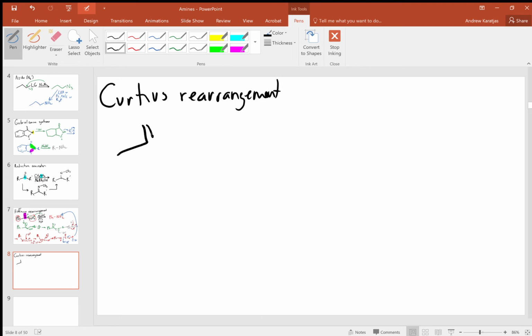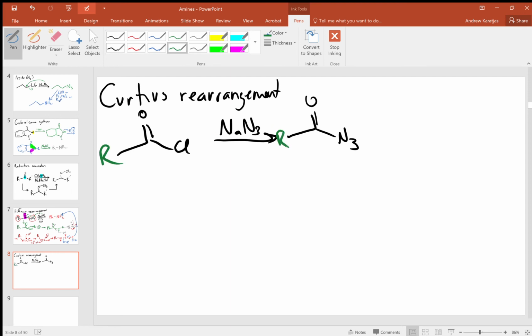In this reaction, we start with an acid chloride. We add sodium azide, which will do acyl substitution. And then it ends up very much like the Hofmann rearrangement, that whatever this R group is becomes bonded to the nitrogen, giving us, again, a primary amine. Now, you might expect there's going to be some similarities mechanistically, and there are.